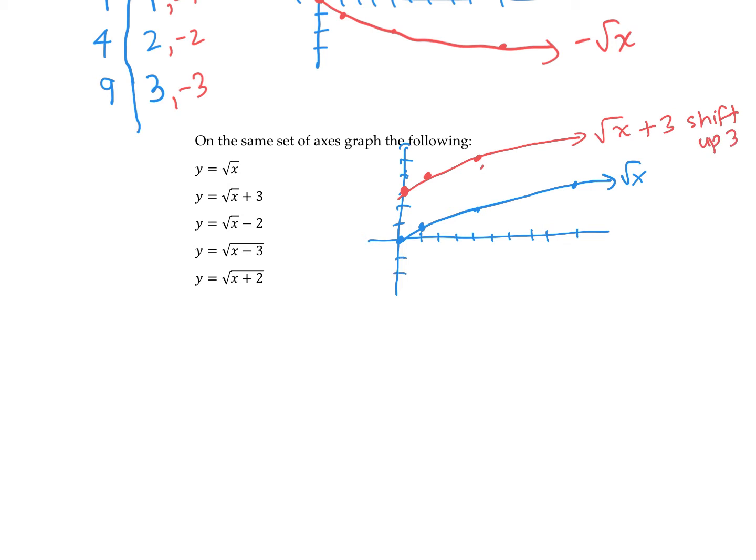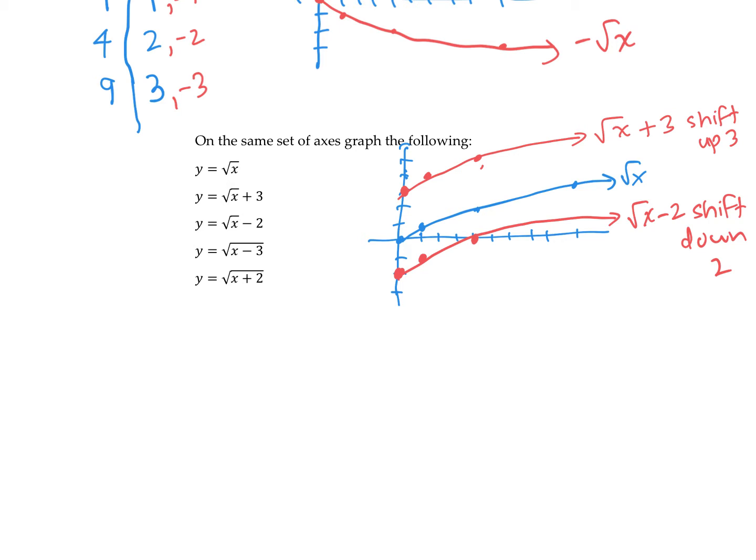Root x minus 2, we're going to do the same thing. We're going to square root x, and then after we've square rooted, we're going to subtract 2. So square root of 0 is 0 minus 2 is negative 2. Square root of 1 is 1 minus 2 is negative 1. Square root of 4 is 2 minus 2 is 0. So that's going to look like this. So we square rooted x, and then we subtracted 2 after, and that shifted the graph down at each individual point 2. I think we need the negative.